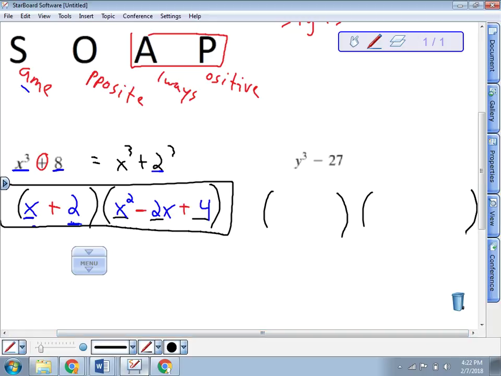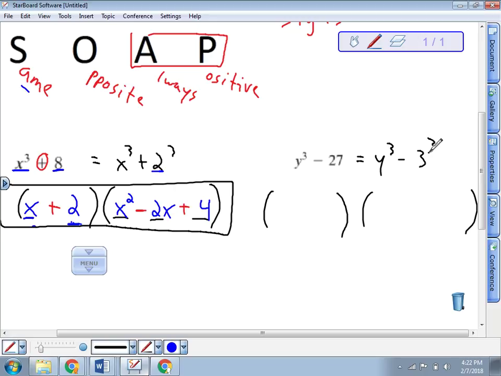All right. Now, y to the third, that really equals y to the third minus 27. It's really y to the third minus 3 to the third. The cube root of 27 is 3. 3 times 3 times 3 is 27. You guys can use your calculator to help you there. So now inside, here we go.